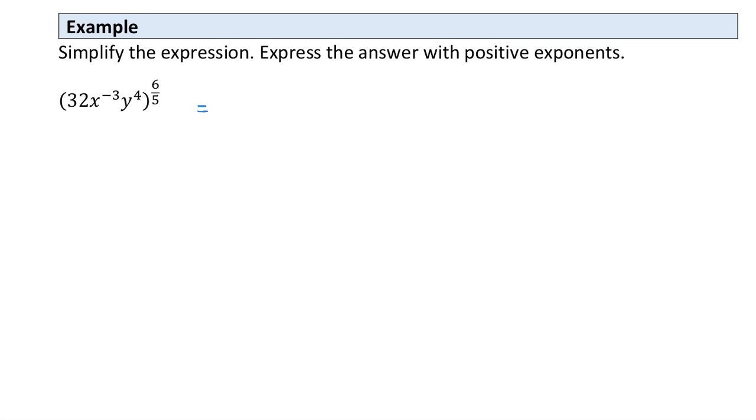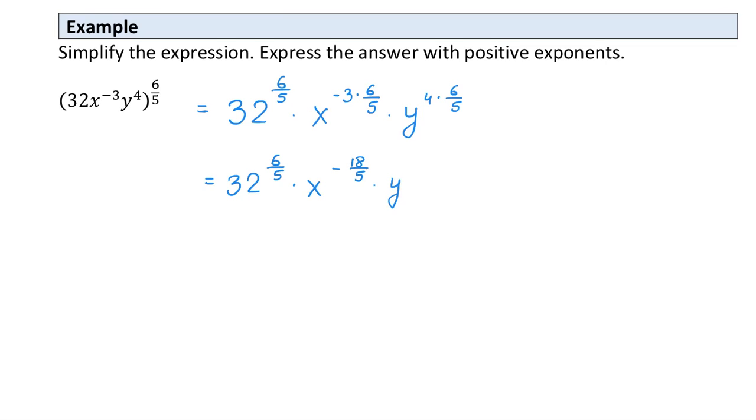So then, this will be equal to 32 to the power of 6 over 5 times x to the negative 3 raised to the power of 6 over 5, which is negative 3 times 6 over 5, and then times y to the power of 4 multiplied by 6 over 5. So you see that I multiplied negative 3 by 6 over 5, and then I multiplied 4 by 6 over 5. All this equals 32 to the power of 6 over 5 multiplied by x, and now let's multiply the exponents. Negative 3 times 6 over 5 is negative 18 over 5. And for y, 4 times 6 is 24, and we will have 24 over 5.